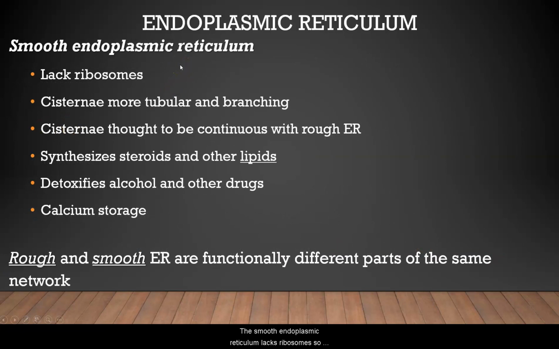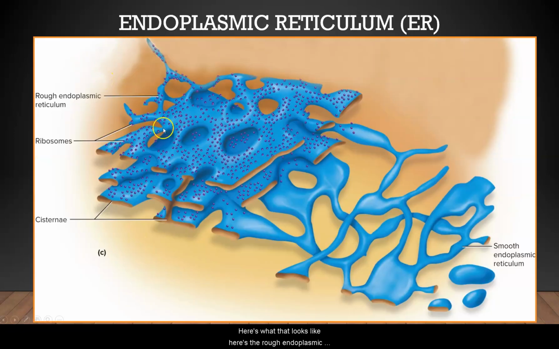The smooth endoplasmic reticulum lacks ribosomes, so it's not bumpy, therefore it looks smooth. The cisternae, which are the folds, are more tubular and branching, and they're thought to be continuous with the rough ER. They synthesize steroids and other lipids. They detoxify alcohol and other drugs that you may ingest. Calcium storage also happens here. The rough and the smooth ER are functionally different parts of the same network. So when you talk about the endoplasmic reticulum, it's important to differentiate the smooth and the rough because they do different things. Here's the rough endoplasmic reticulum with all these ribosomes studding the surface, so it looks rough, and here is a smooth ER without the ribosomes.